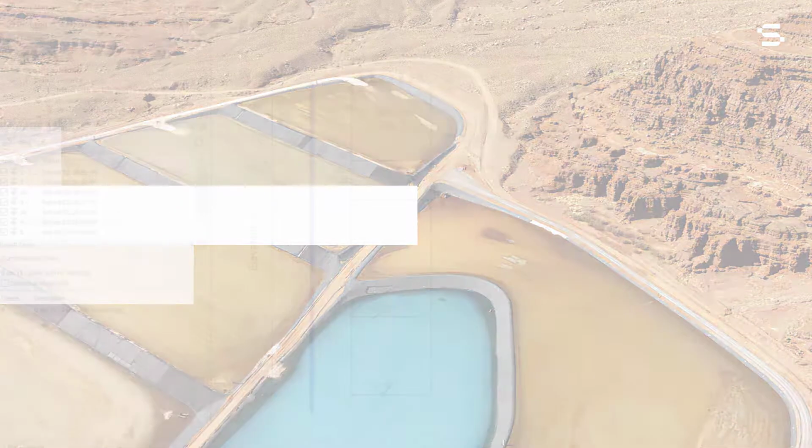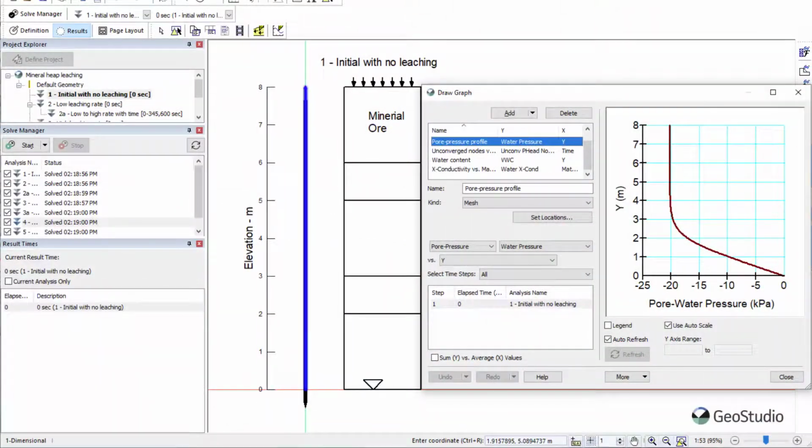This one-dimensional analysis was created to illustrate how SEEPW can be used to study the processes observed in heap leaching. Heap leaching is a mining process to extract minerals from the ore by sprinkling a leach solution on a pile, or heap, of ore. Various steady state and transient analyses were used to represent varying conditions. For example, this first analysis simulates a very low rate applied to the surface, which is representing natural rainfall falling on the pile without leaching.